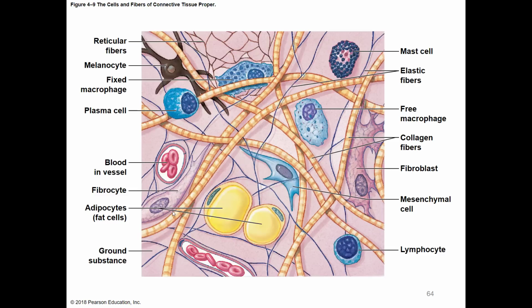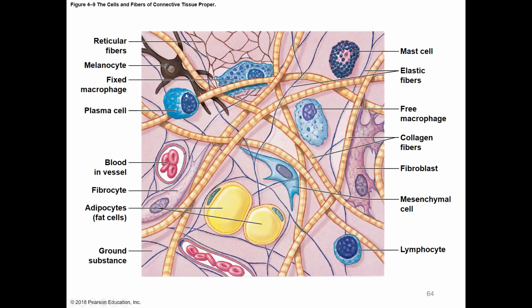And so in this image, this is an example of connective tissue proper, and you can see several of the things we talked about in the last few slides. So for one thing, we can see some of the specialized cells we spoke of. So we've got the melanocyte here. That's the one that makes the brown pigment melanin.